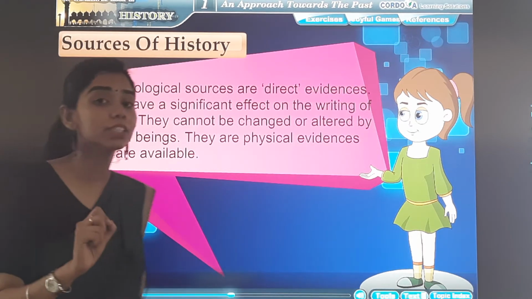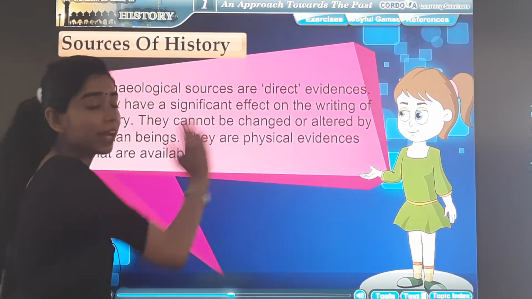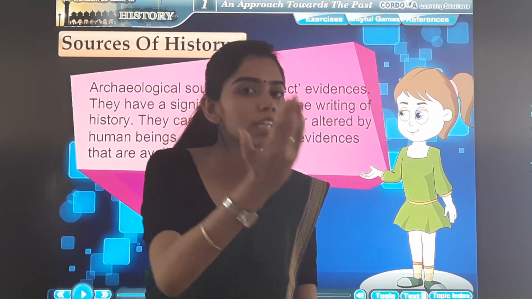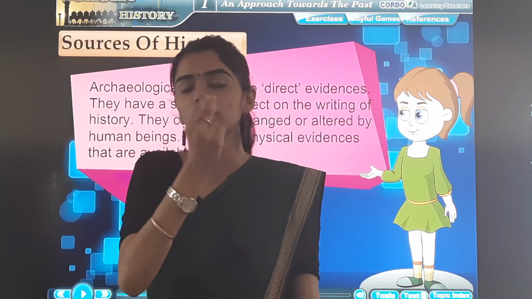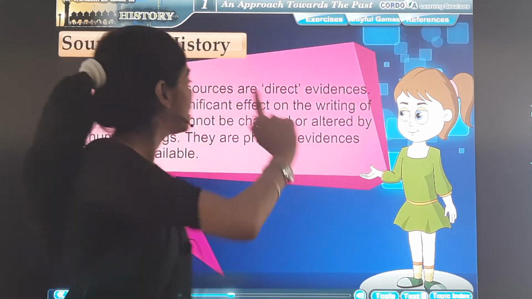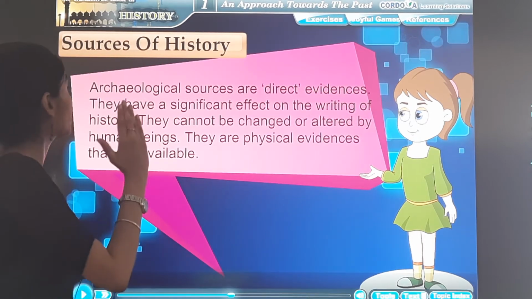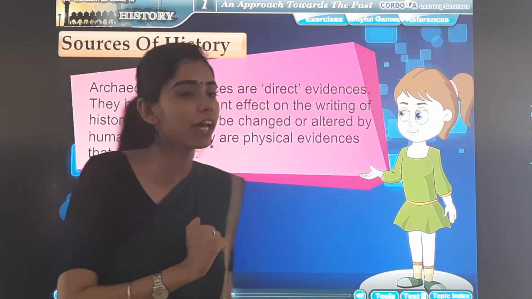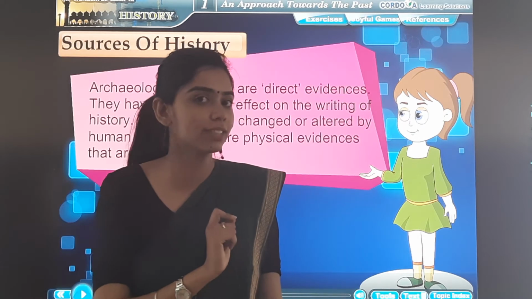So what is the first one? Archaeological sources. Now what is it? They are direct evidences. आपको clear direct evidences हैं because हमें दिख रहा है. See, what we see, we believe it. Until and unless we don't have any evidence about it, how will we believe it? So these sources are direct evidences and they have a significant effect on the writing of history. That is, they have very important effect. They cannot be changed or altered by human beings.